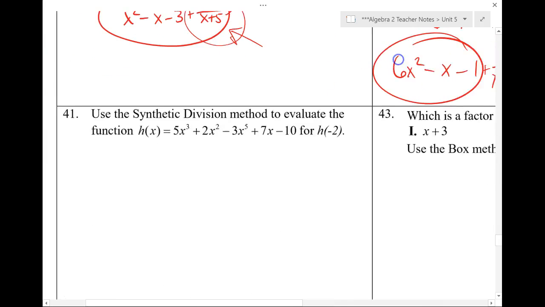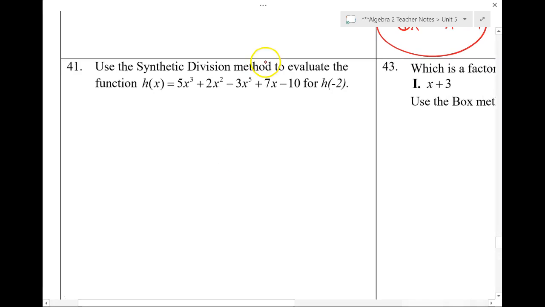Okay, let's move on to one down here. Use the synthetic division method to evaluate this function for this value. So now we're going to use synthetic division again. Make sure there's no missing terms. And actually, if you notice, there's x to the 5th here, so we need to rearrange it, because it has to be in standard form, which is from highest degree to lowest.